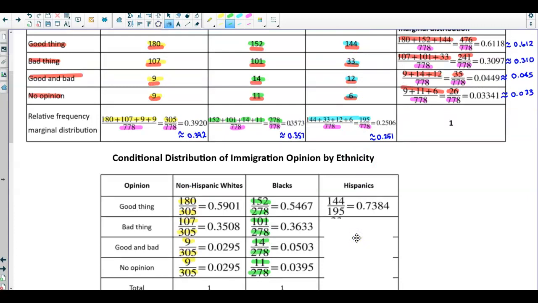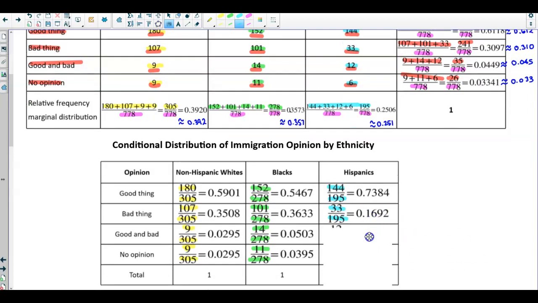So recall that we're going to take the value of 144, which represents a good thing, and we're going to divide it by the total number in the column, which is 195, which gives us 0.7384. And then we're going to take the next value, which is 33, divide that by the total of 195 to get 0.1692. Then we're going to take the next value of 12 and divide that by 195 as a total in that column to get 0.0615. And then we're going to take the next value of 6, divide that by 195 to get 0.0307. And then when we add up everything in that column, we're going to get 1.